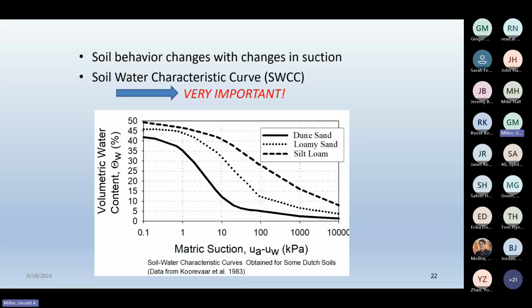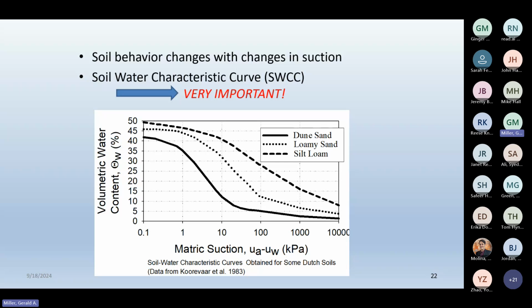Okay, so a couple of points here. Soil behavior changes with changes in suction, as we've discussed. So as suction increases, the behavior is going to be considerably different. And the soil water characteristic curve describes how that matrix suction changes with water content. And it's very different depending on soil type because of the difference in pore sizes.